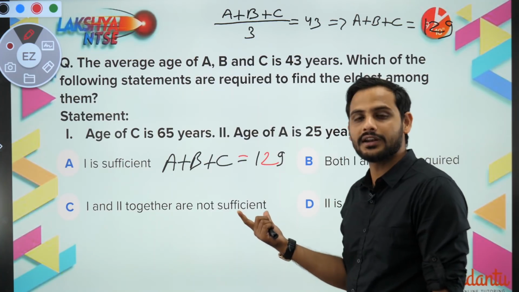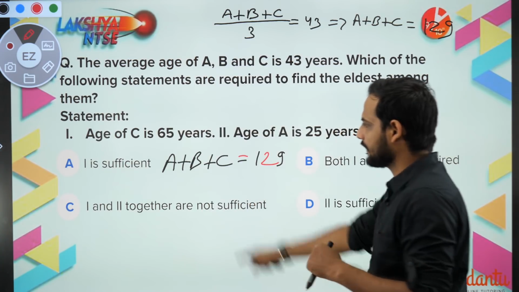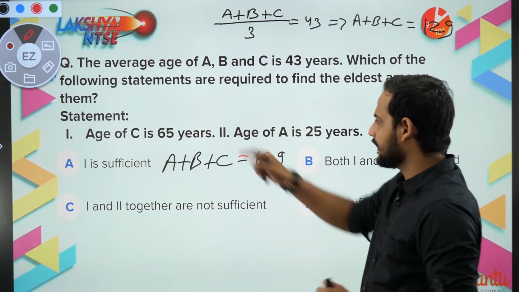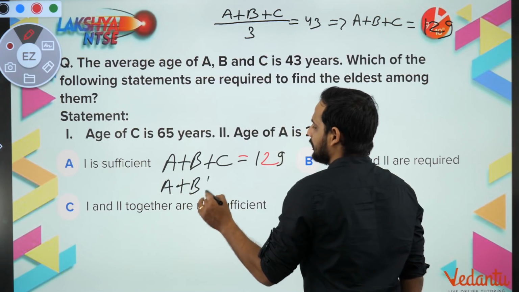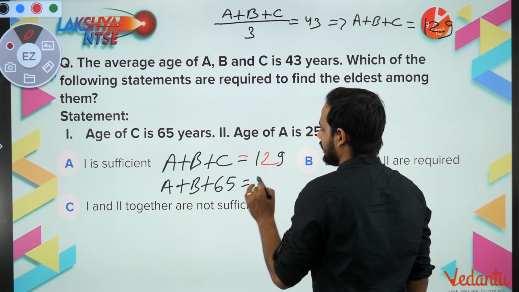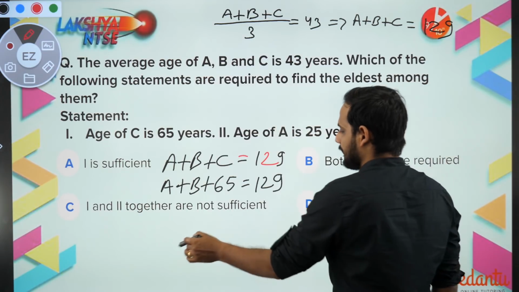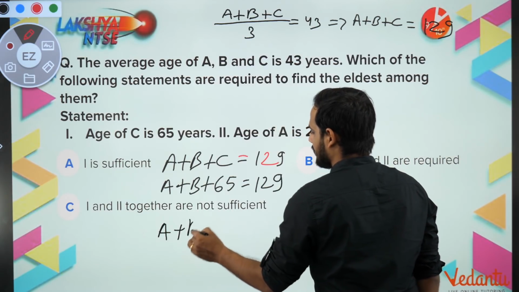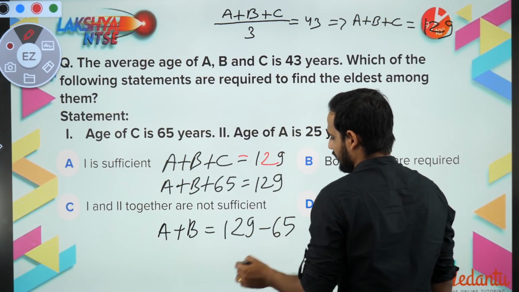And still if I'm not getting the answer, I will say none of them are sufficient. So I know that A plus B plus C is 129. Let us take the first statement. They are saying the age of C is 65 years. So let us take A plus B plus 65 is equal to 129. Correct? So you will be getting A plus B is equal to 129 minus 65.